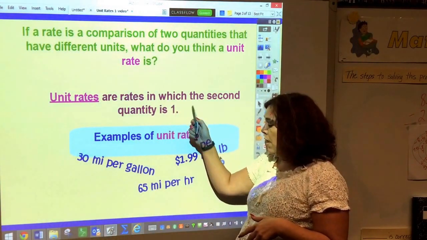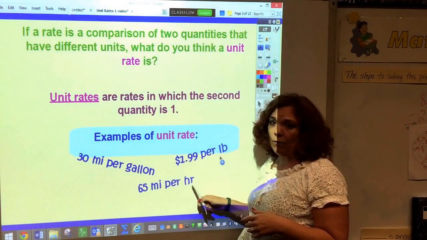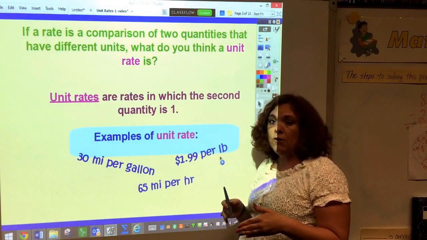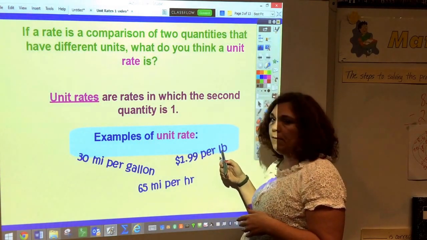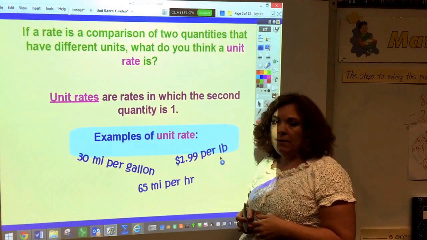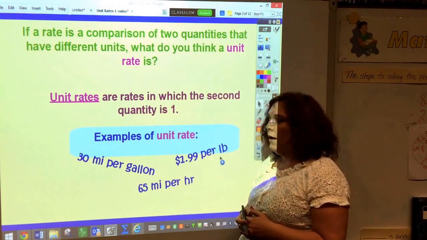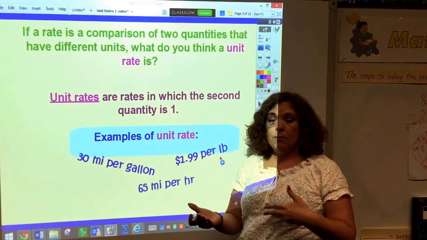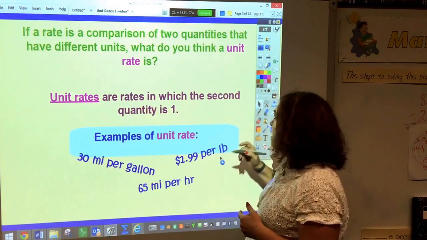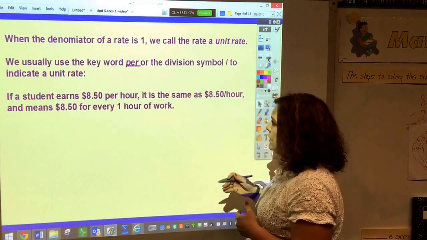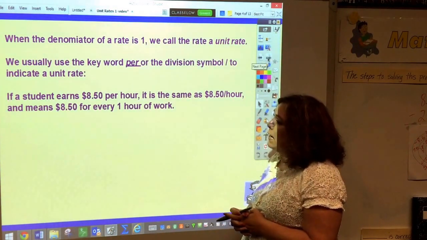See, this is the 1 that comes in. 65 miles per hour, per 1 hour. That's how far you can go in 1 hour. $1.99 per pound. It would be like 3 apples for $1. You could get 6 apples for $2, but you want to know how much per $1. That's a unit rate. So when the denominator of a rate is 1, we call that rate a unit rate.